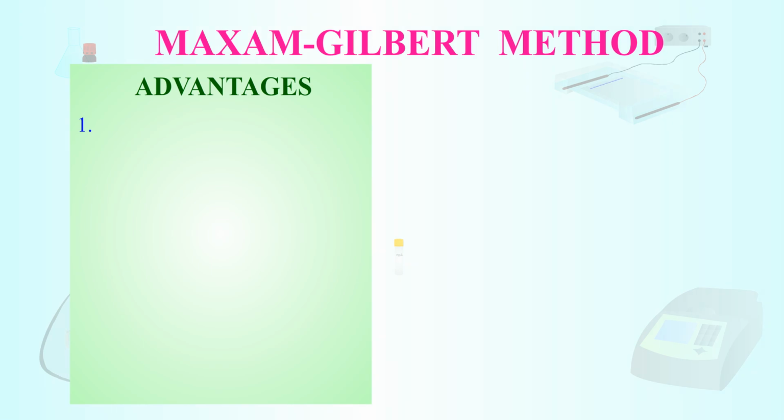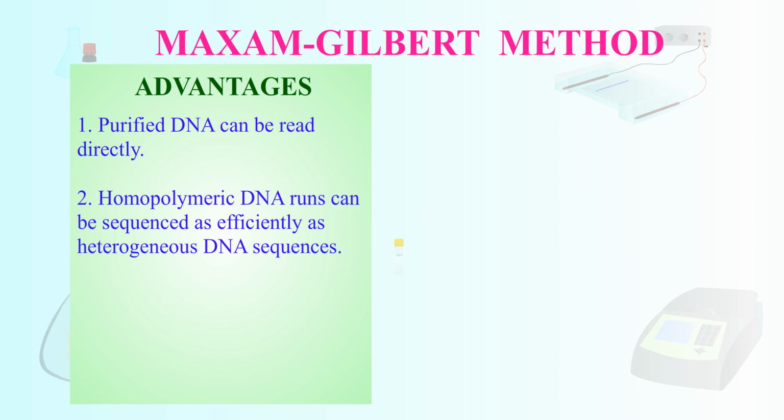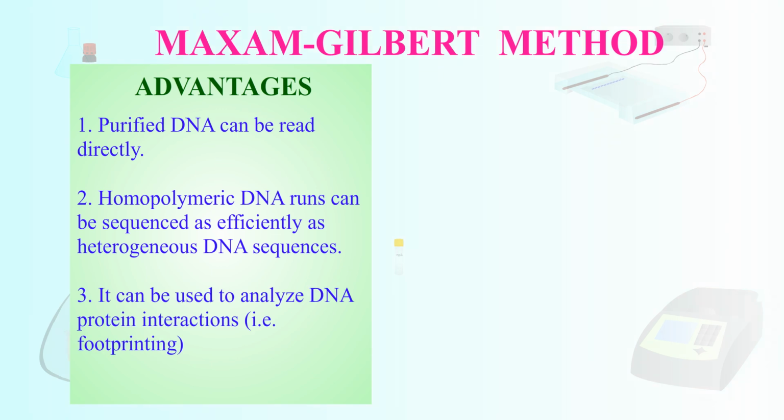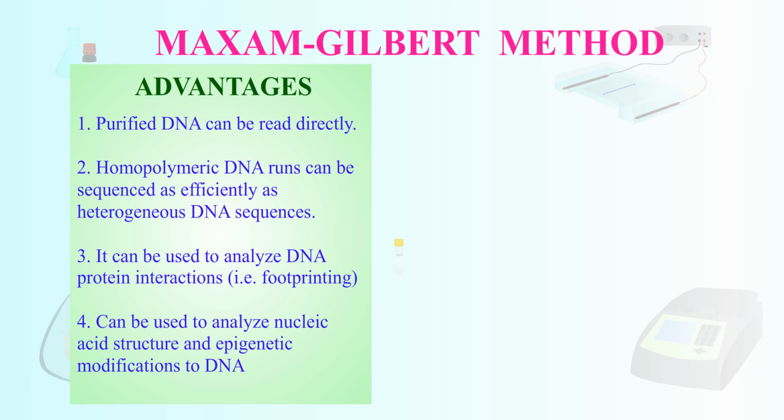Advantages: 1. Purified DNA can be read directly. 2. Homopolymeric DNA runs can be sequenced as efficiently as heterogeneous DNA sequences. 3. It can be used to analyze DNA-protein interactions, that is, DNA footprinting. 4. It can analyze nucleic acid structure and epigenetic modifications to DNA.